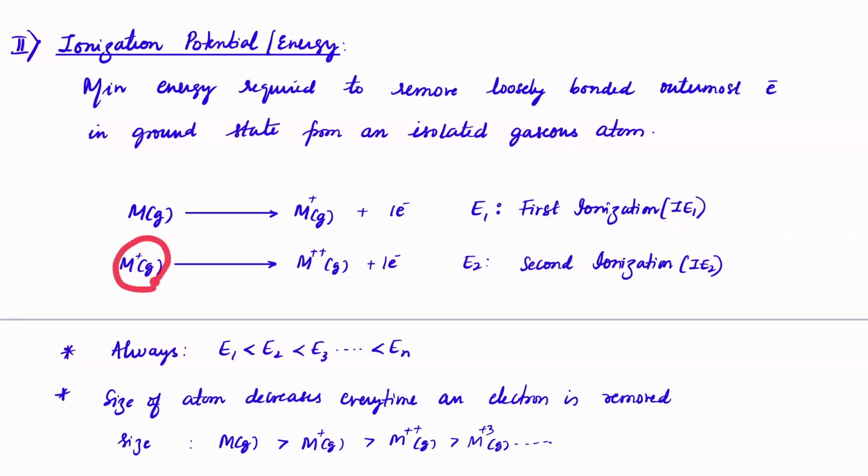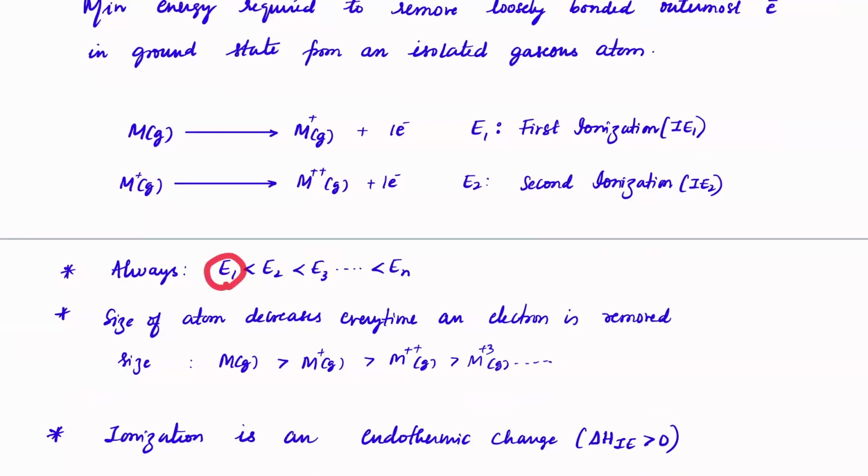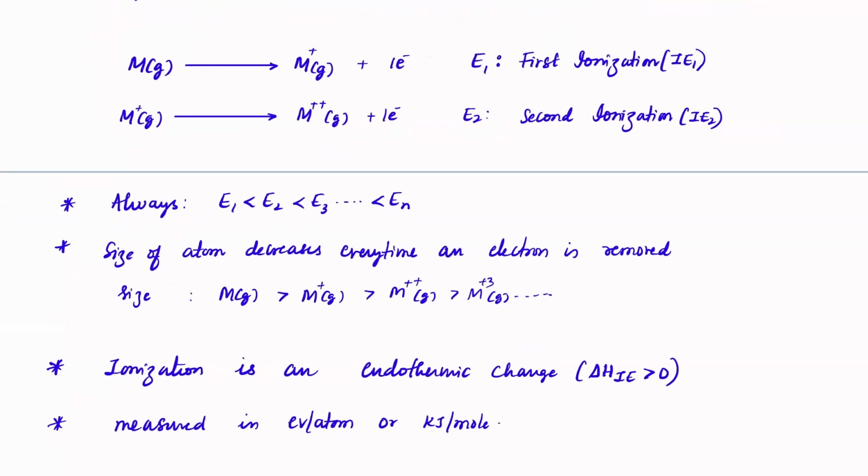If you are further releasing the second electron, we call it second ionization. Generally, ionization energy keeps increasing as you start removing every successive electron. So, what could be the reason?